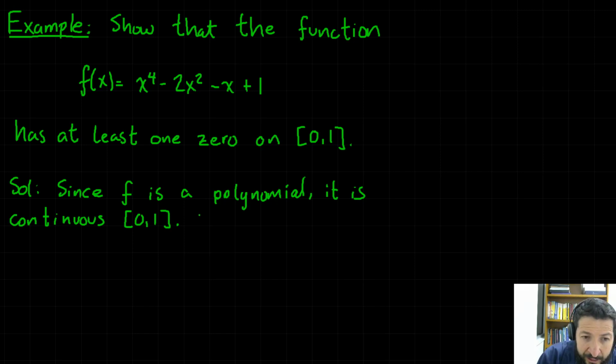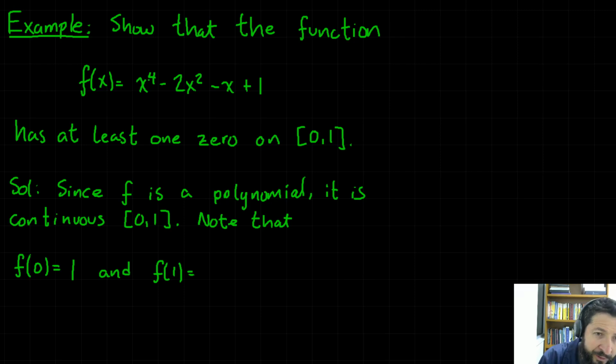Then I'm going to say, note that f of 0, when you plug it in, you get 0 for this one, minus 2 times 0 is 0, minus 0, all that is 0, plus 1, so f of 0 equals 1. And f of 1, we can evaluate. If you want to pause the video and put it in, it's very easy. So 1 minus 2 is negative 1, minus 1 is negative 2, plus 1 is negative 1.